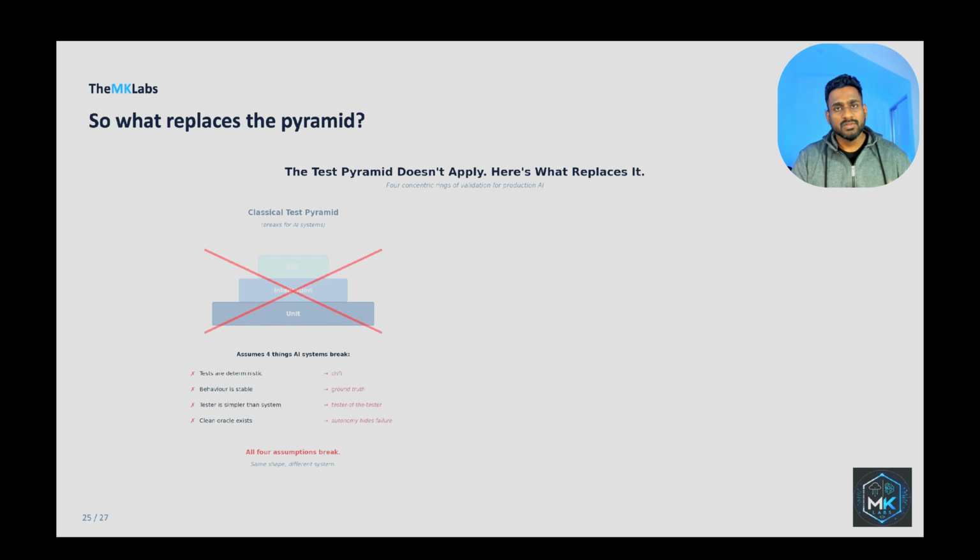So, four categories of hardness. Each one breaks something we used to take for granted. Lack of ground truth, drift, tester of the tester, autonomy hiding failure, to summarize the four that we saw.